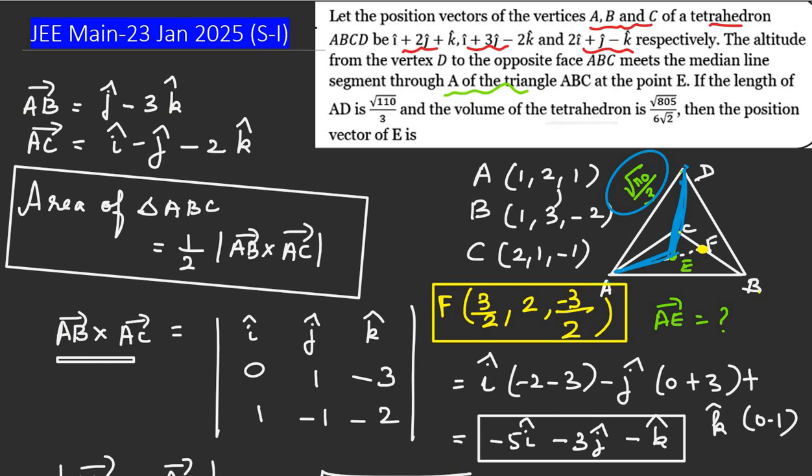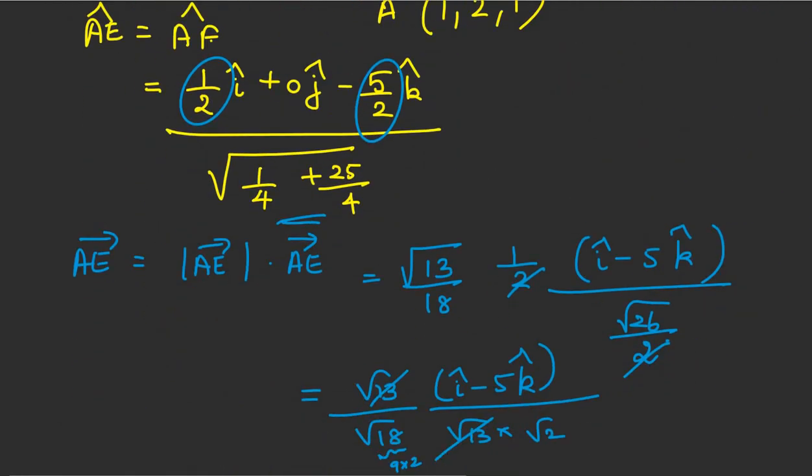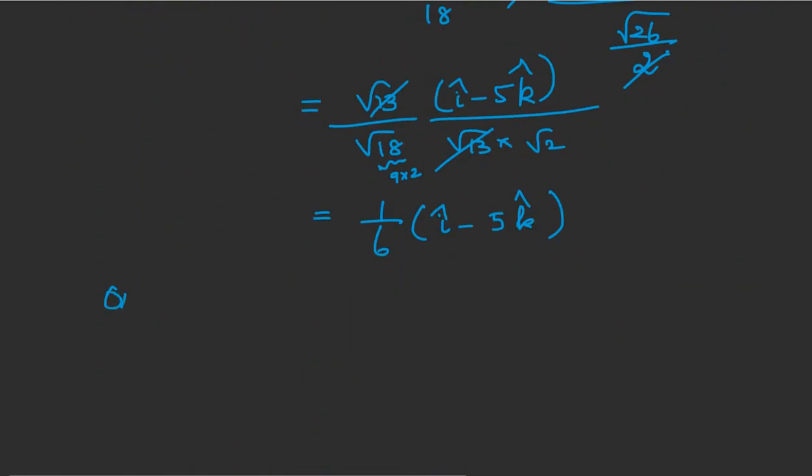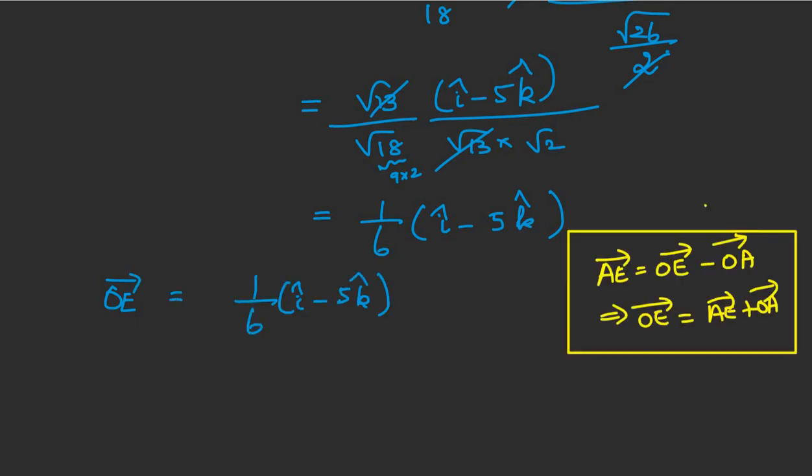Moving to the question: find the position vector of E. We want to find the OE vector. We have found only the AE vector so far. OE vector can be written as AE vector is OE vector minus OA vector, so OE vector is AE vector plus OA vector. This value we have found is the AE vector, plus the components of A, that is the vertex A, which is 1, 2, 1. So that can be written as i cap plus 2j cap plus k cap.